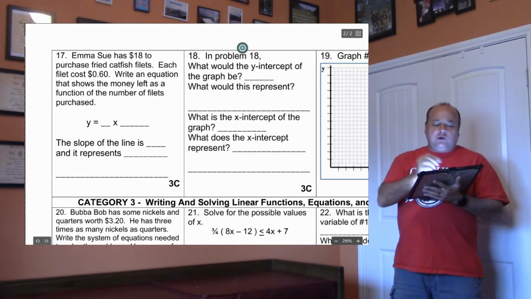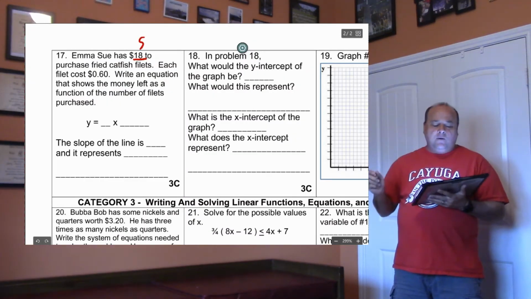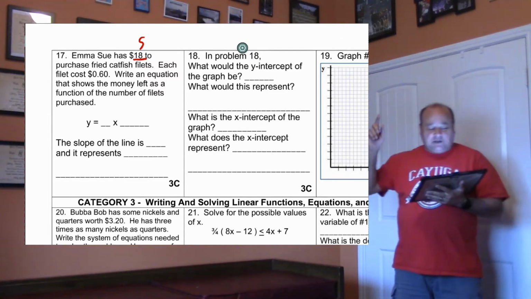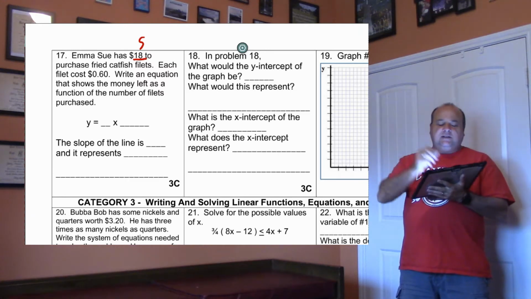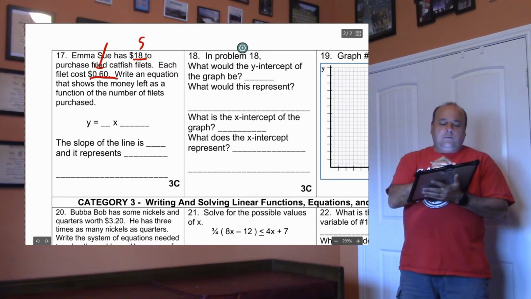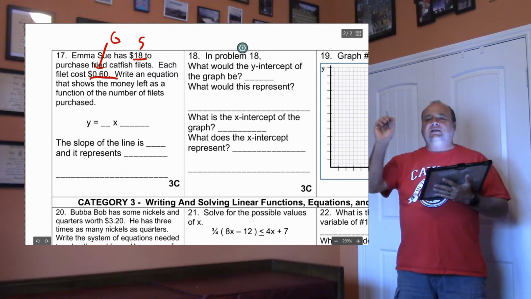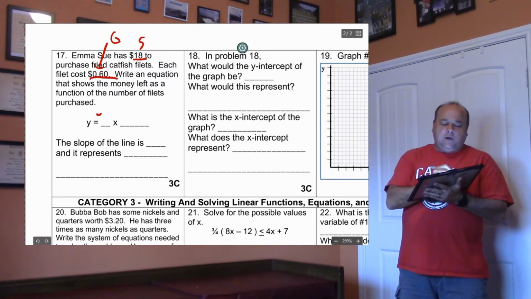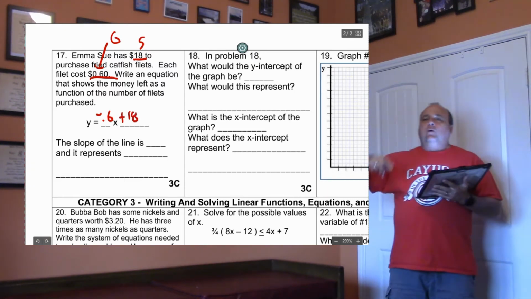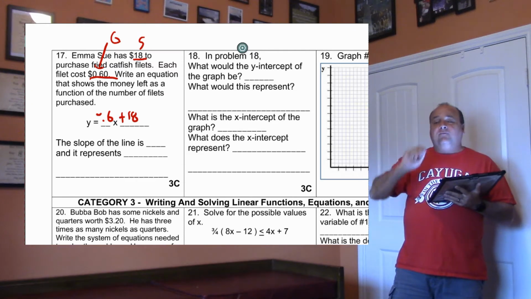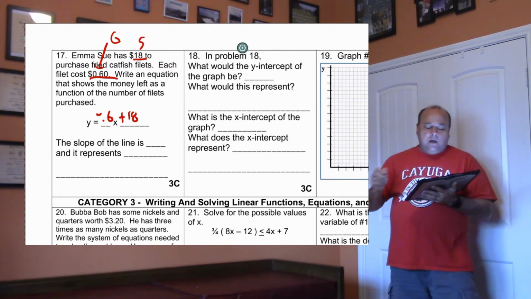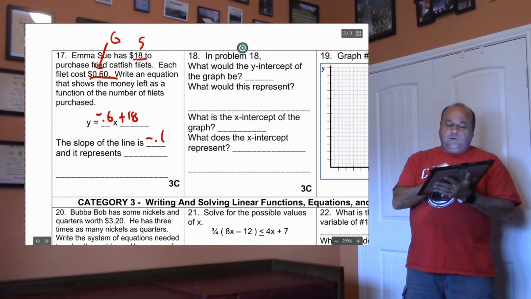Emma Sue has 18 bucks. That's her starting number. And she's going to get catfish fillets. Mr. Toops loves catfish. Each fillet costs 60 cents. This is our growing number, isn't it? Now then, the 60 cents won't make our money go up. It will make it go down, right? So your equation will be negative 0.6x plus 18. Every 60 cents, she's getting one fillet. Eventually, she can only buy enough with 18 bucks. So the slope of the line is negative 0.6.